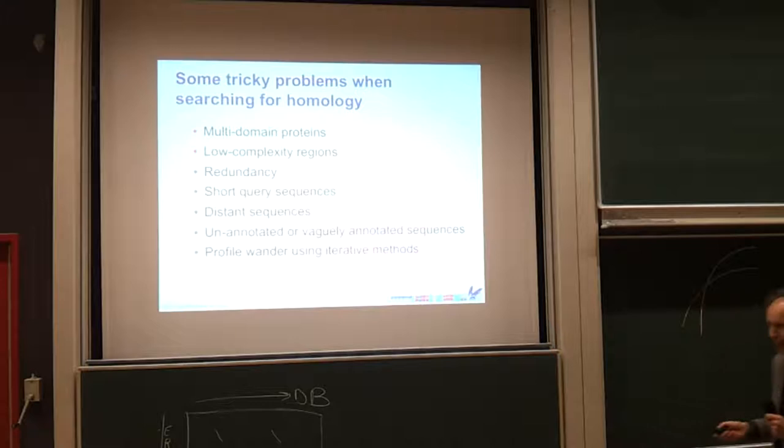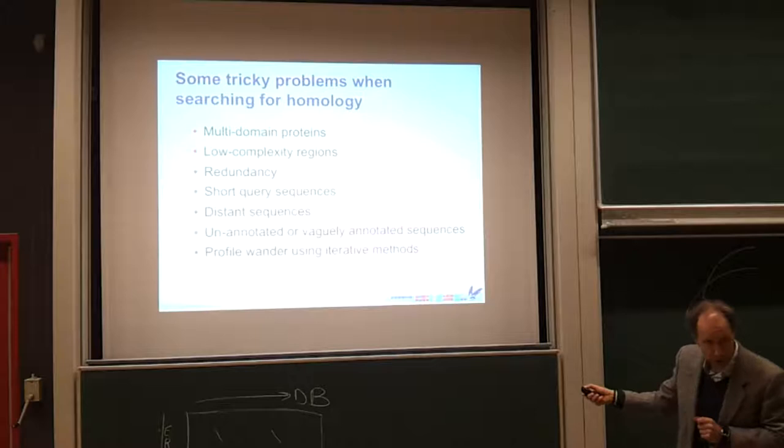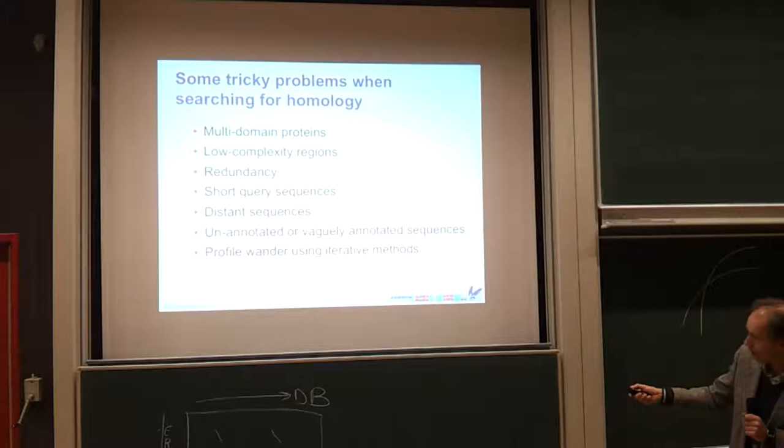Anyway, so these are just a list of some problems. Domain proteins can be multi-domain, sort of composite proteins with multiple things. I'll show you a picture of that. Low complexity, that will be the difficult thing. Redundancy, you know, the Google ranking and so on. What page will you look at in your Google search? Query 1, 2, maybe you stop. Anyway, you can do that in BLAST too. Short query sequences, statistics get in trouble. Distant sequences, hard to find. So let's go through a few of those.